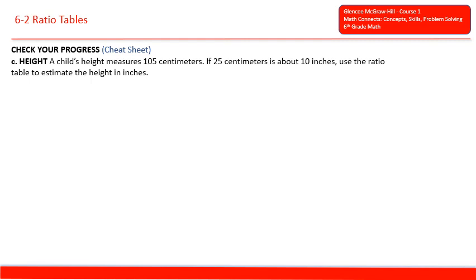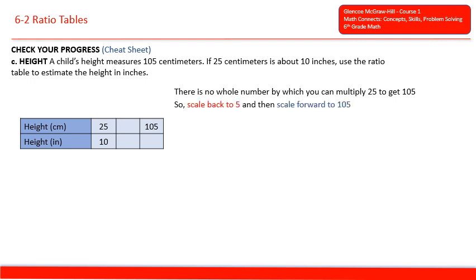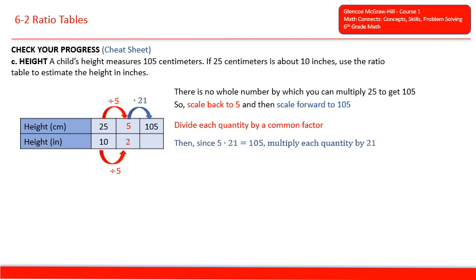Check your progress. Height. A child's height measures 105 centimeters. If 25 centimeters is about 10 inches, use the ratio table to estimate the height in inches. We have height in centimeters 25, height in inches is 10, and we want to find out what 105 centimeters equals. And there is no whole number to get from 25 to 105. So we are going to take it in 2 steps, and we're going to go back to 5, just like we did previously. 25 divided by 5 is 5. 10 divided by 5 is 2. And now that we have a number, 5, that will go into 105 evenly, we can multiply 5 times 21 to get 105, and 2 times 21 to get 42. And now we know that 105 centimeters is approximately 42 inches.